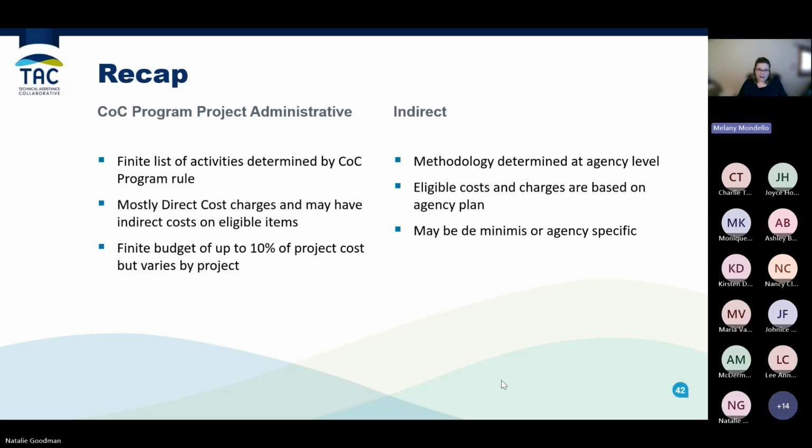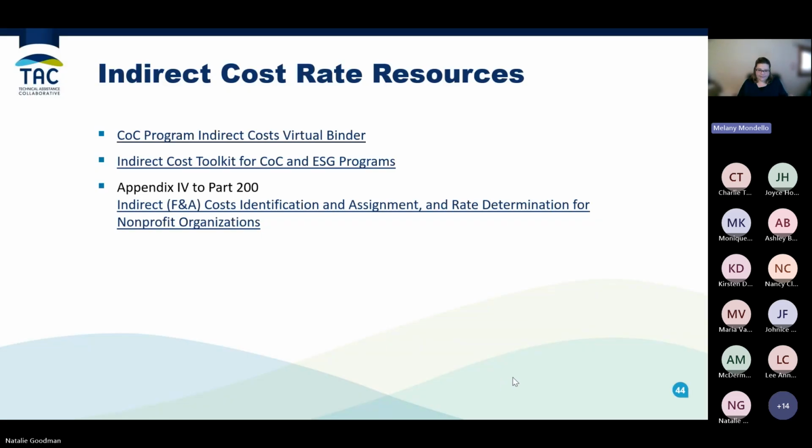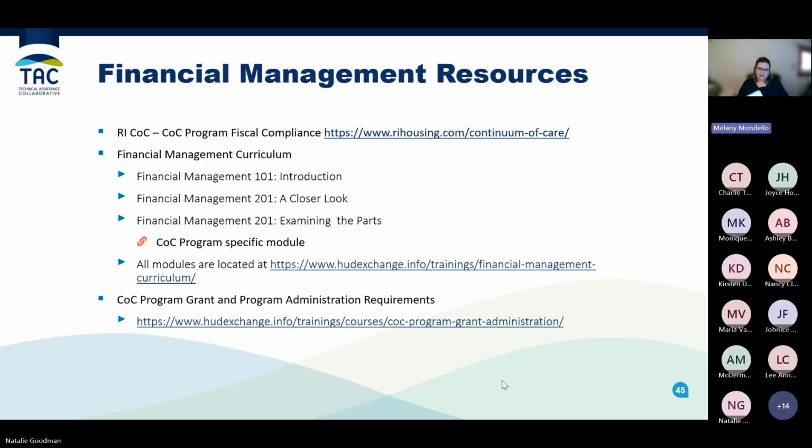Okay, go to the next slide. Again, we'll send out these slides with a survey later this week. I just linked to some of the indirect cost rate resources that are out there that are really good, and some of the Part 200 things that I thought were really useful. Go to the next slide.